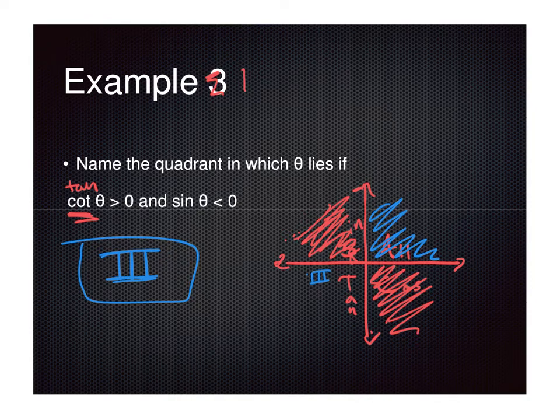It's always going to give you 2 rules to follow. The first one is always going to knock out 2 of them. The second rule is always going to knock out the third, so then you'll only have 1 left. But why would it not be in quadrant 4? Because in quadrant 4, only cosine is positive, and so that would mean tangent is negative there. But tangent has to be greater than 0.